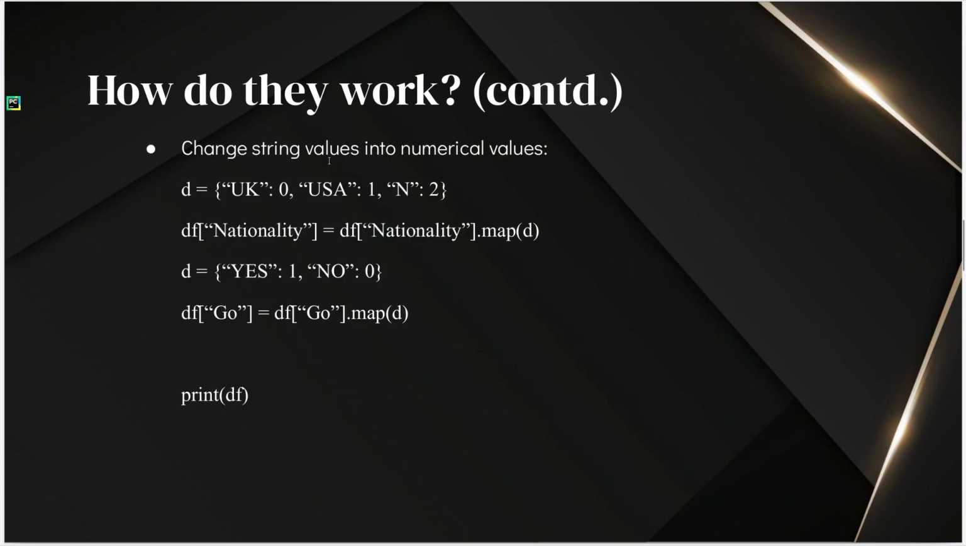Okay, so then we change the string values into numerical values. So we create a dictionary. Then df nationality, the nationality column of the data frame, is mapped to this dictionary. And next we create a dictionary for yes or no, whether the person attended or not. Yes 1, no 0. Then we map the go column of the data frame. Then we again print the data frame just to see whether our conversion worked.